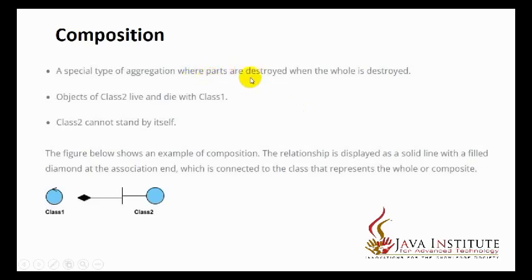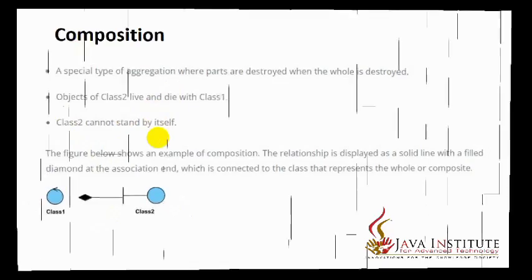So that's why they say it is a special type of aggregation where the parts are destroyed when the whole is destroyed. The object of class 2 lives and dies with class 1. It means that the object of class 2 always depends on class 1, like that library example. Class 2 cannot stand by itself. It means without books, a library also cannot stand by itself. So in situations like those, we can use composition.